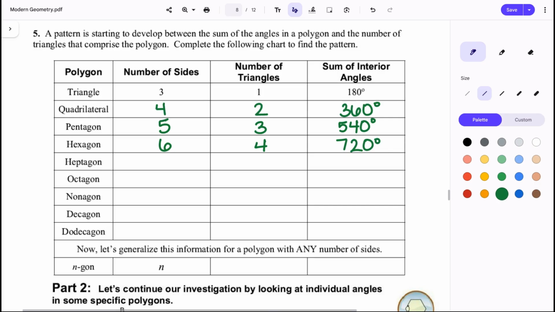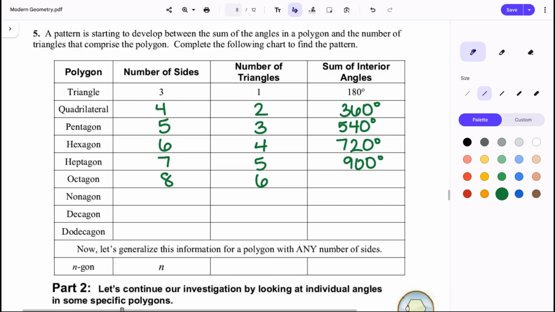That has 7 sides. How many triangles would be in there? 5. What would be that sum? 900. Good, 900. Octagon, we talked about this one, has 8 sides. So there'd be 6 triangles in there.